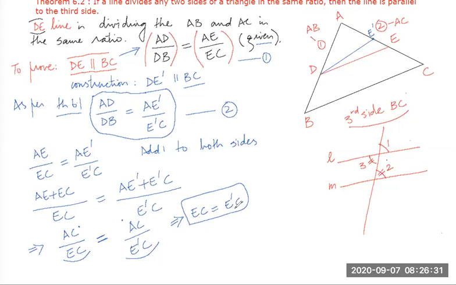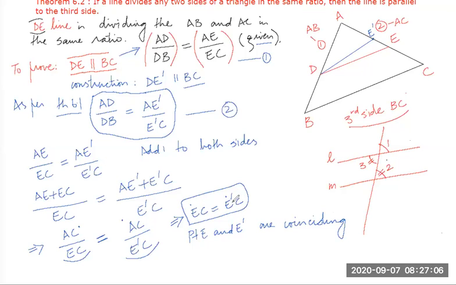EC is equal to E dash C means the point E dash is coming on point E only. So the point E and E dash are coinciding. Then only it is possible. If E and E dash are the same point, then only this is possible.